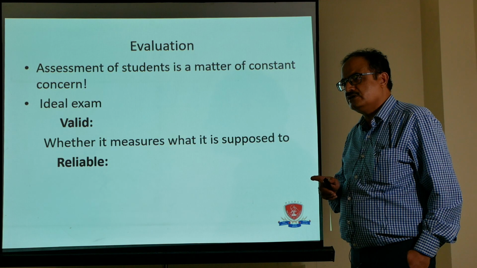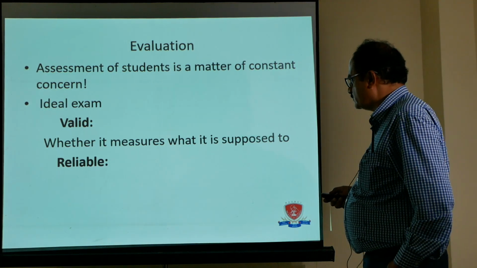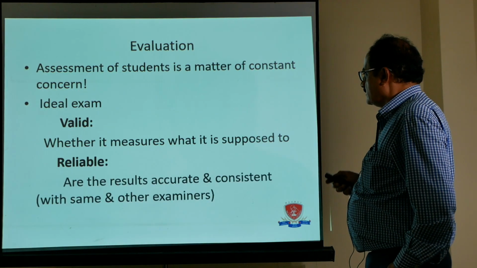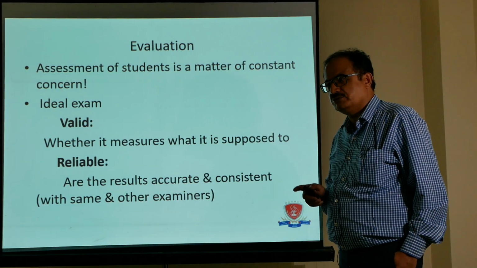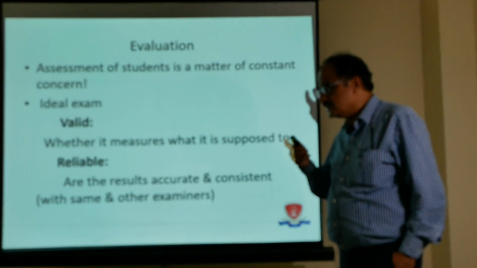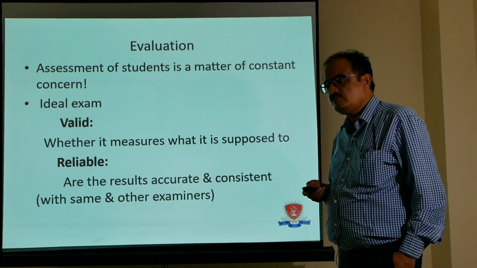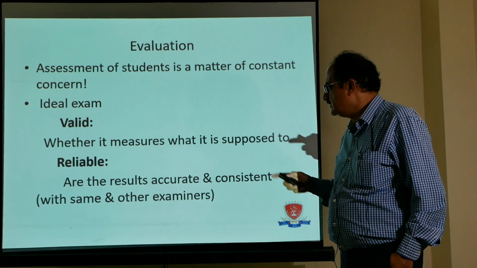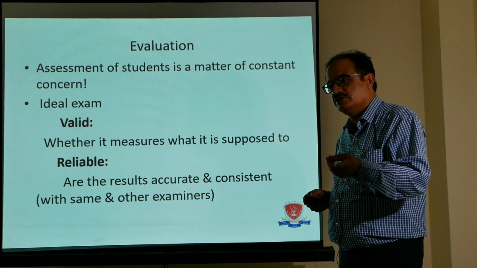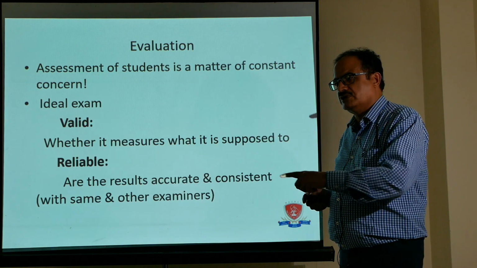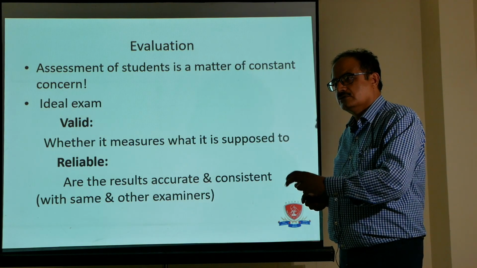Whatever it is intended, it should justify that thing, and it should be reliable. What does that mean? Reliable means that results should be accurate and consistent. Consistent means if that student is examined two or three times, or different students are examined, it should be able to produce a similar result. If a student is examined one time and a second time also, the result should be the same in a short period.